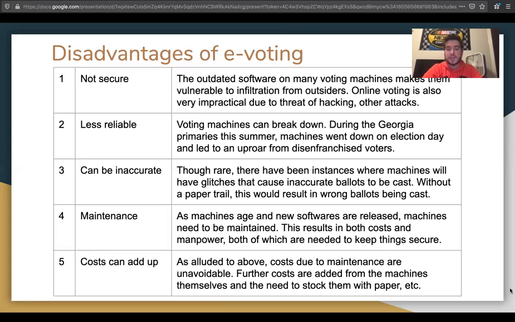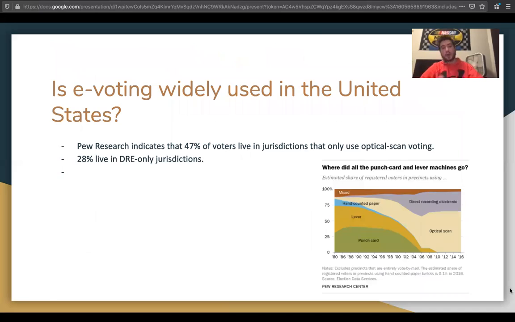Maintenance. As machines age and new software is released, these machines need to be maintained and kept up with. Also, as the hardware ages, we need to make sure they're still running quick. So this results in costs and manpower, both of which are needed to keep things secure, and these costs can add up. And they're unavoidable. You need to maintain them, stock them with paper, things like that to keep them up and running. So it can get pricey pretty quick, not to mention the cost of the machine.